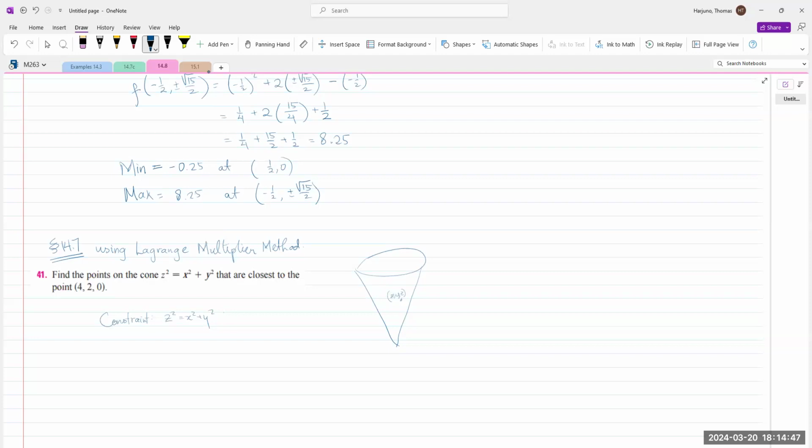Now I need to make this a function which is equal to constant. So one way to do it is to set one side equal to zero, or basically set one side equal to a constant. So let g(x,y,z) equal x squared plus y squared minus z squared, and then you set this equal to zero. Okay, that's the constraint.